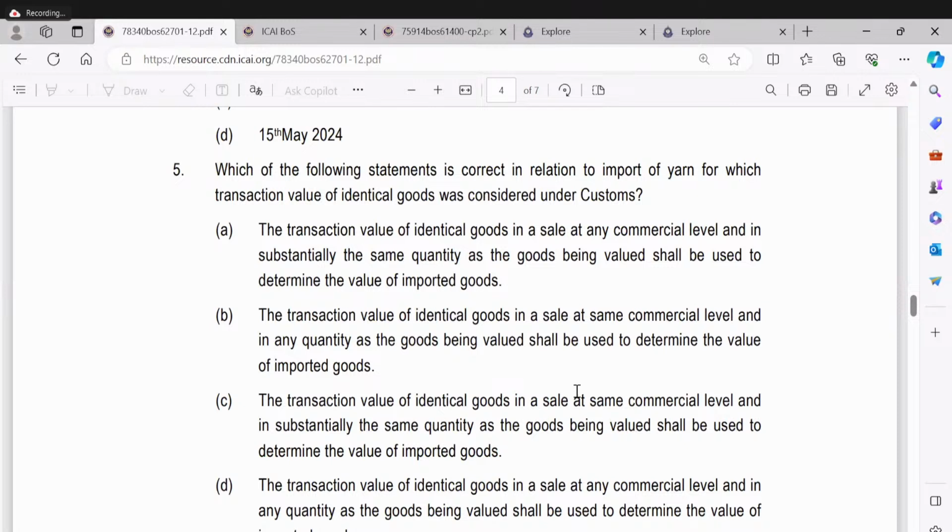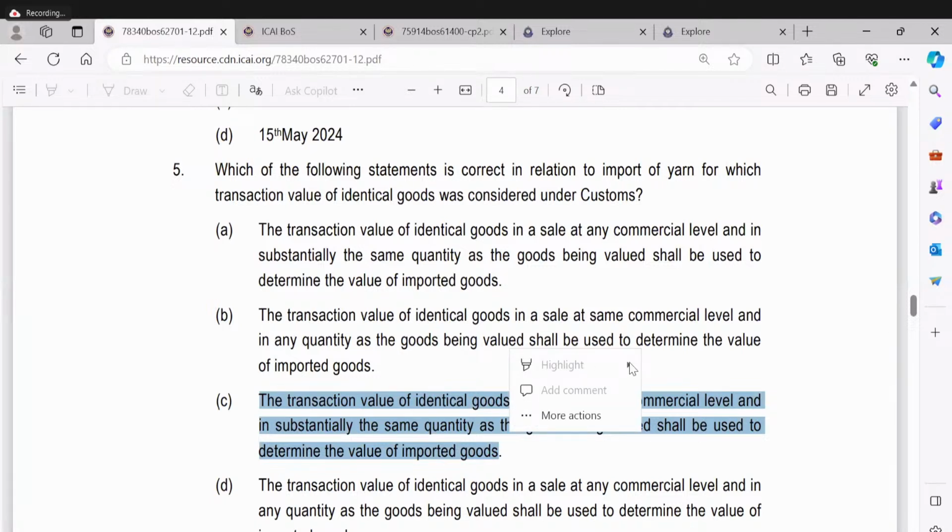The transaction value of identical goods in a sale at same commercial level and in substantially the same quantity as the goods being valued shall be used to determine the value of imported goods. Okay, so this is the correct answer. Now, this is not being highlighted. It's not working. So option C is the correct answer.